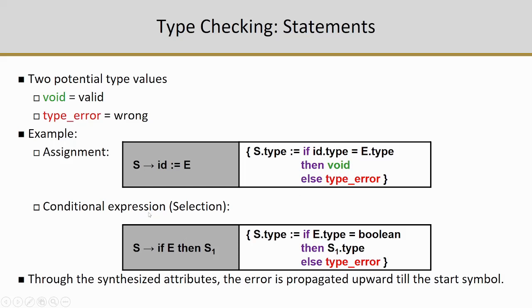And we can have a condition expression, and in this case we assume that the expression after the if is a logical value, so its type is Boolean, and then propagate the type of S1 to S.